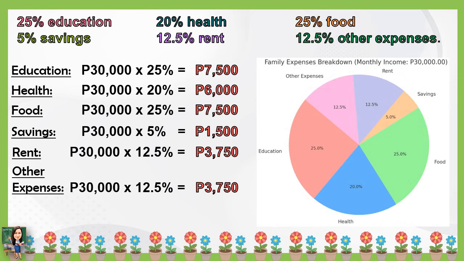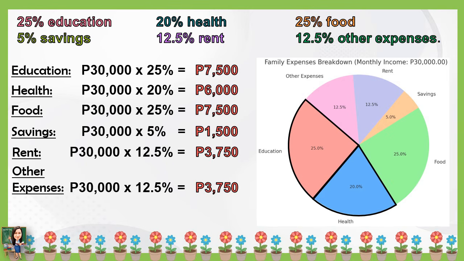And here is the interpretation into pie graph. The title is Family Expenses Breakdown, Monthly Income 30,000 pesos. The biggest expense is education, which is 25% or 7,500 pesos. Another expense is health with 20%, which is 6,000 pesos. Another biggest expense, equal to education, is the food, which is 25% or 7,500.